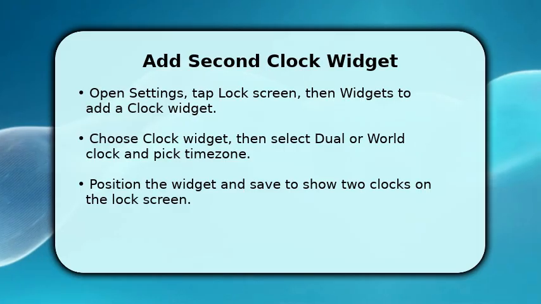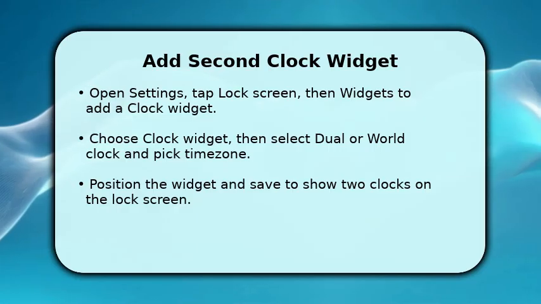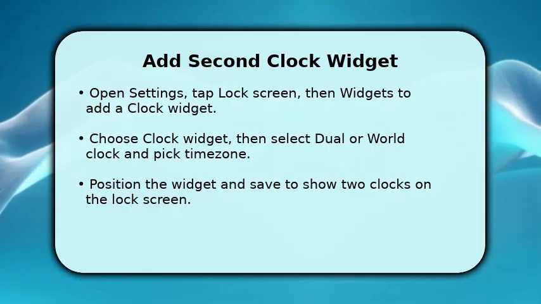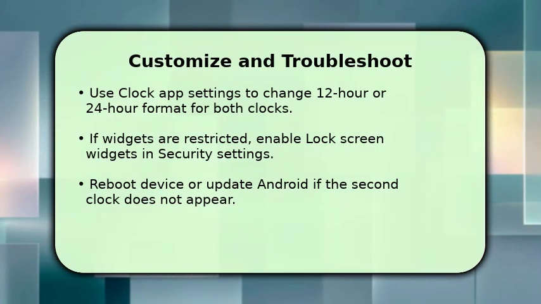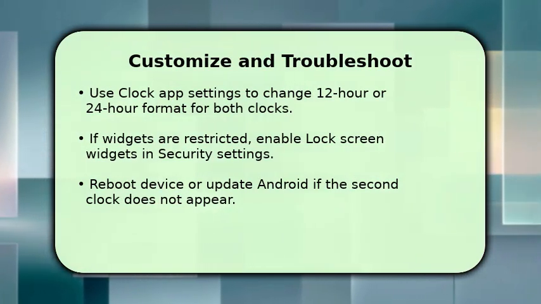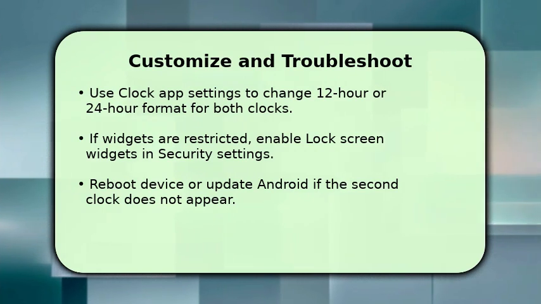Tokyo. Adjust the widget position on the preview area so both clocks are visible. Finally, tap Save or Apply, and lock the screen to confirm both clocks appear together. To customize formats, open the Clock app and choose 12-hour or 24-hour display for both clocks.